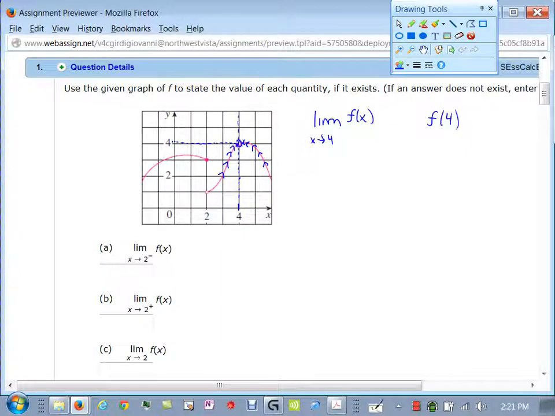Now notice at that point it's an open hole. It does not matter. When we're talking about limit, we don't care what's happening at 4. We're talking about what's happened as we get close to it. So I'm just going to have 4 here. Now what is f of 4? Well, again, if we go to 4 now and we try and figure out, hey, what's the value? There's a hole. So this is undefined or does not exist. The function doesn't exist there. All right.